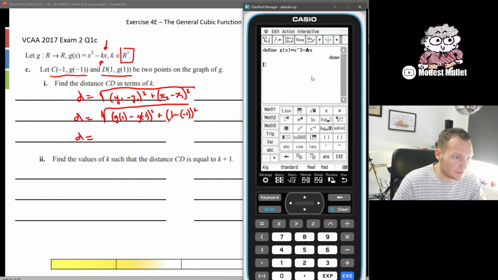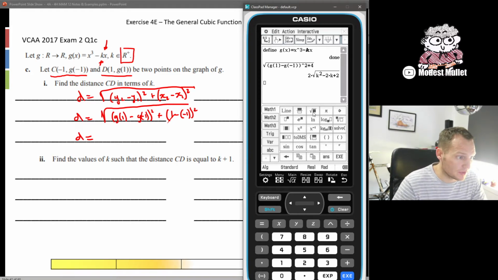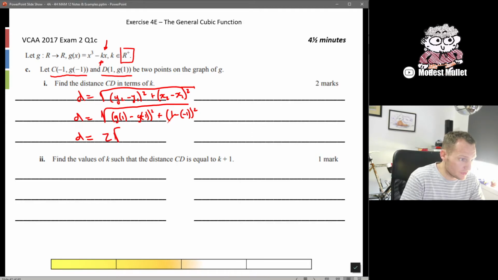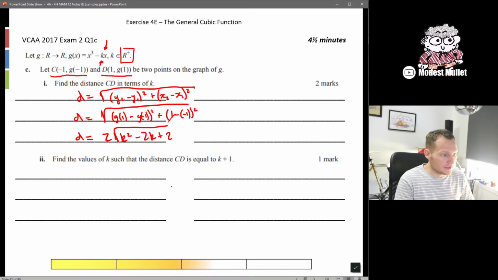So in the ClassPad, we want the square root of g of 1 take away g of -1, all squared, plus 1 take away -1 is just 2, all squared, so we could just put 4 in there and make our life a little bit quicker typing. We get the distance is equal to 2 square root of k squared minus 2k plus 2. There's our distance, okay?